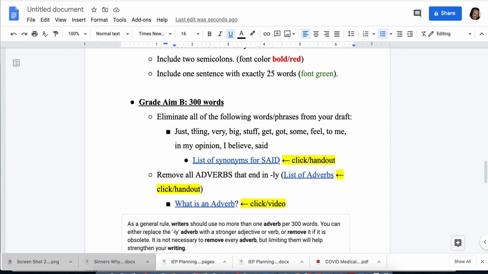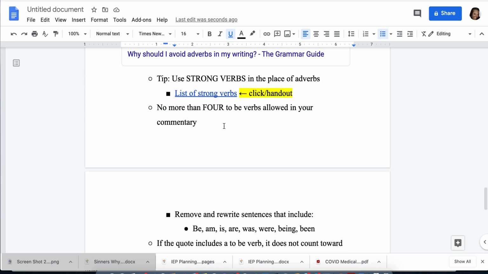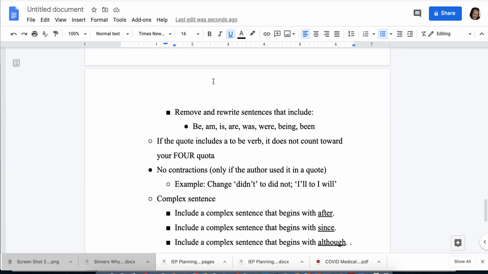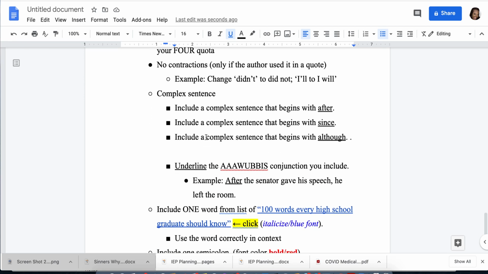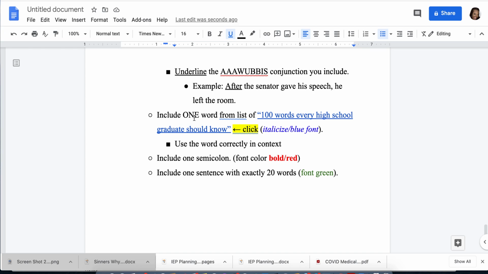You do have to eliminate the same words, remove all of your adverbs, but you are able to use four to be verbs instead of three, up to four. The A-aim can use only three. And you can't use contractions. Also, you got to do the same complex sentence. You only have to use one word from the list of 100, only one semicolon, and only one sentence with exactly 20 words.